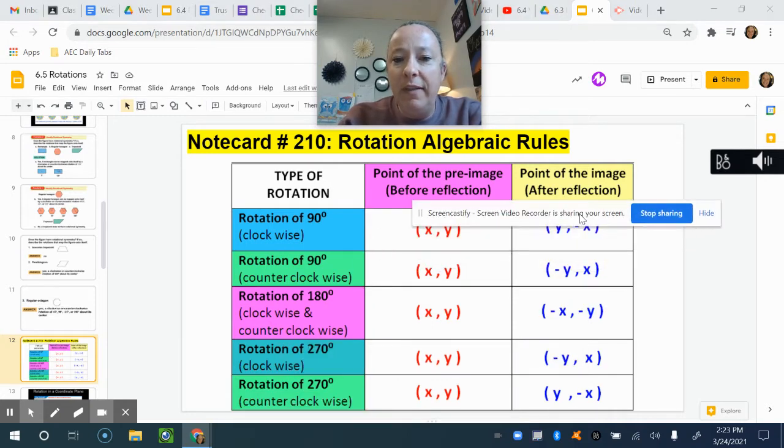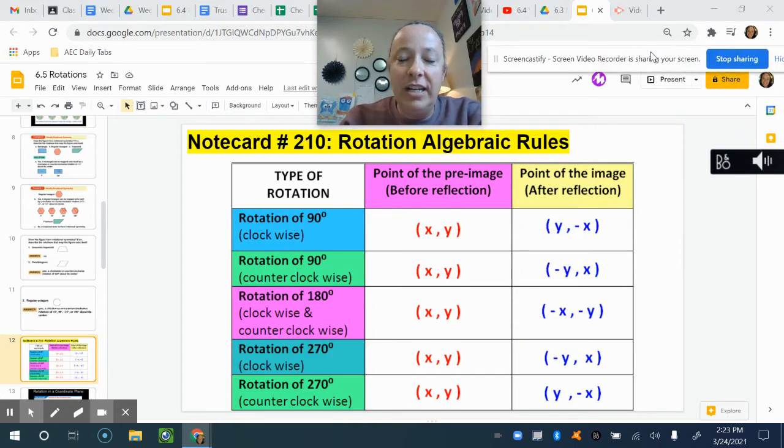Now, it's a little different from the last videos that I did, where we developed the rules as we went. These are much more difficult to develop and show via a video. So I wanted you to go ahead and take note card 210 and write all of these down. I do want you to take note that a 90-degree clockwise rotation matches exactly with a counterclockwise rotation of 270. So these match, and then a 90-degree counterclockwise is the same as a 270 clockwise. All right, just so you know.